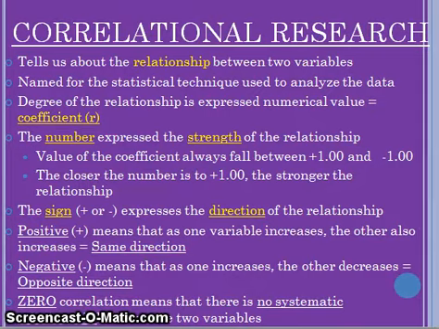A negative relationship or correlation means that as one increases, the other decreases. They move in opposite directions. And then we have a zero correlation, which means that there is no systematic relationship between the 2 variables. Over this lesson, I want you to start thinking about some variables that maybe have each of those types of correlation, and we're going to talk about those in class.